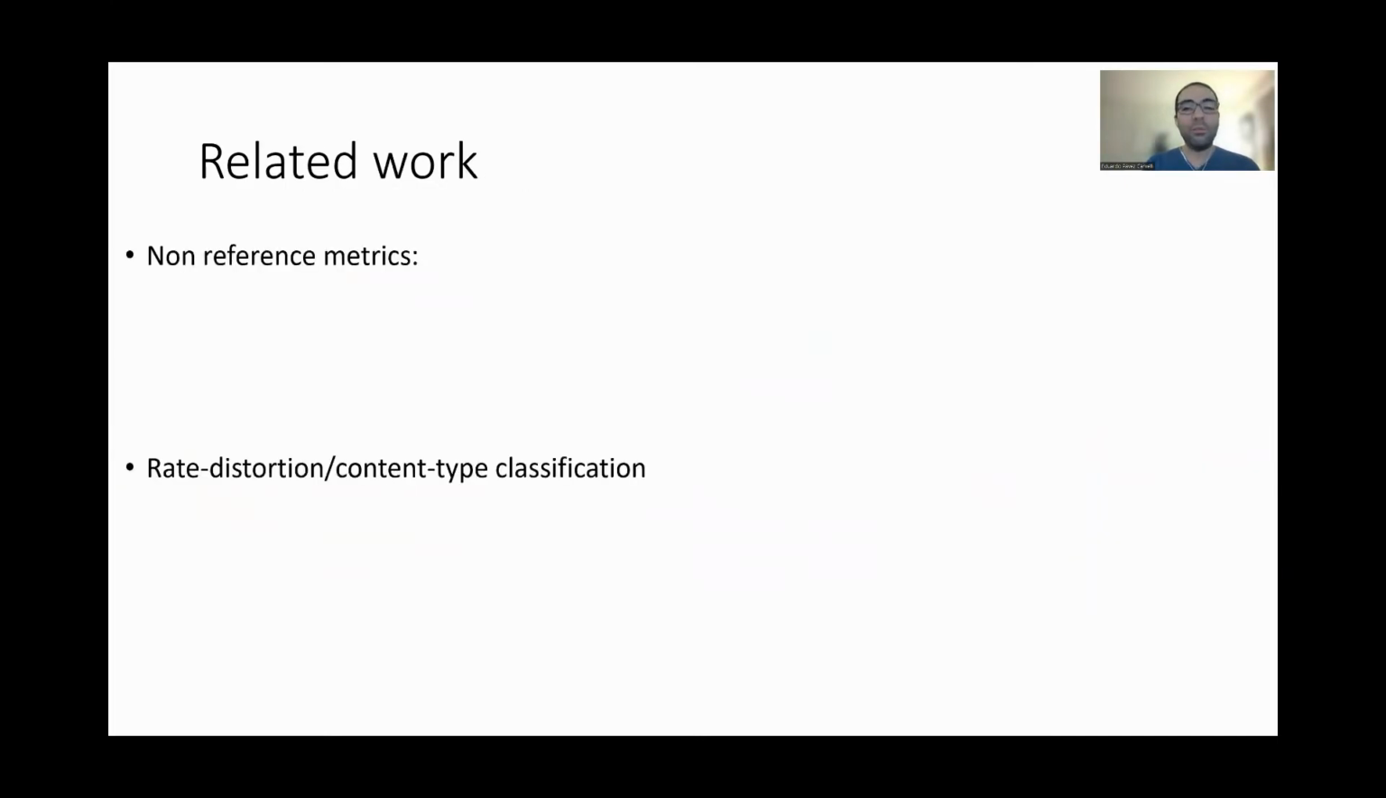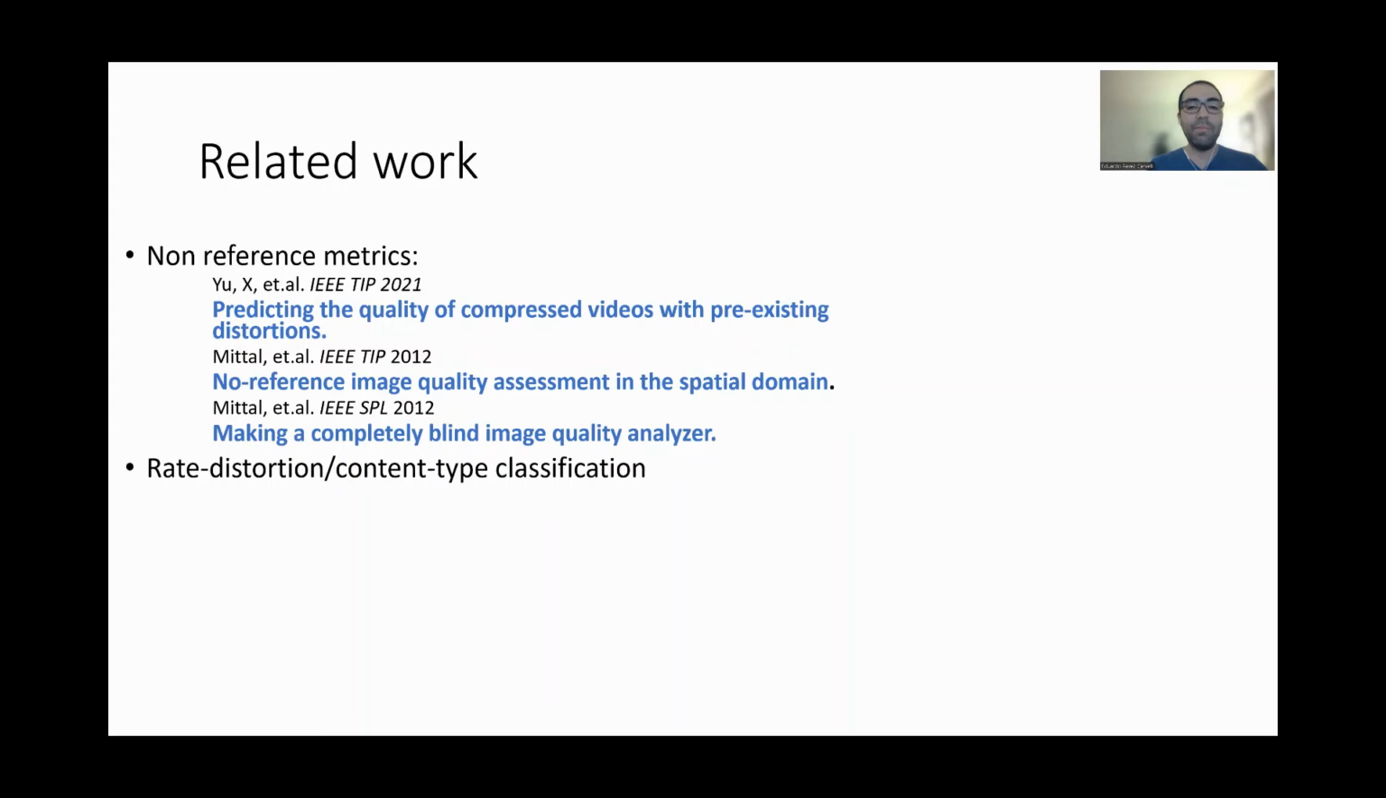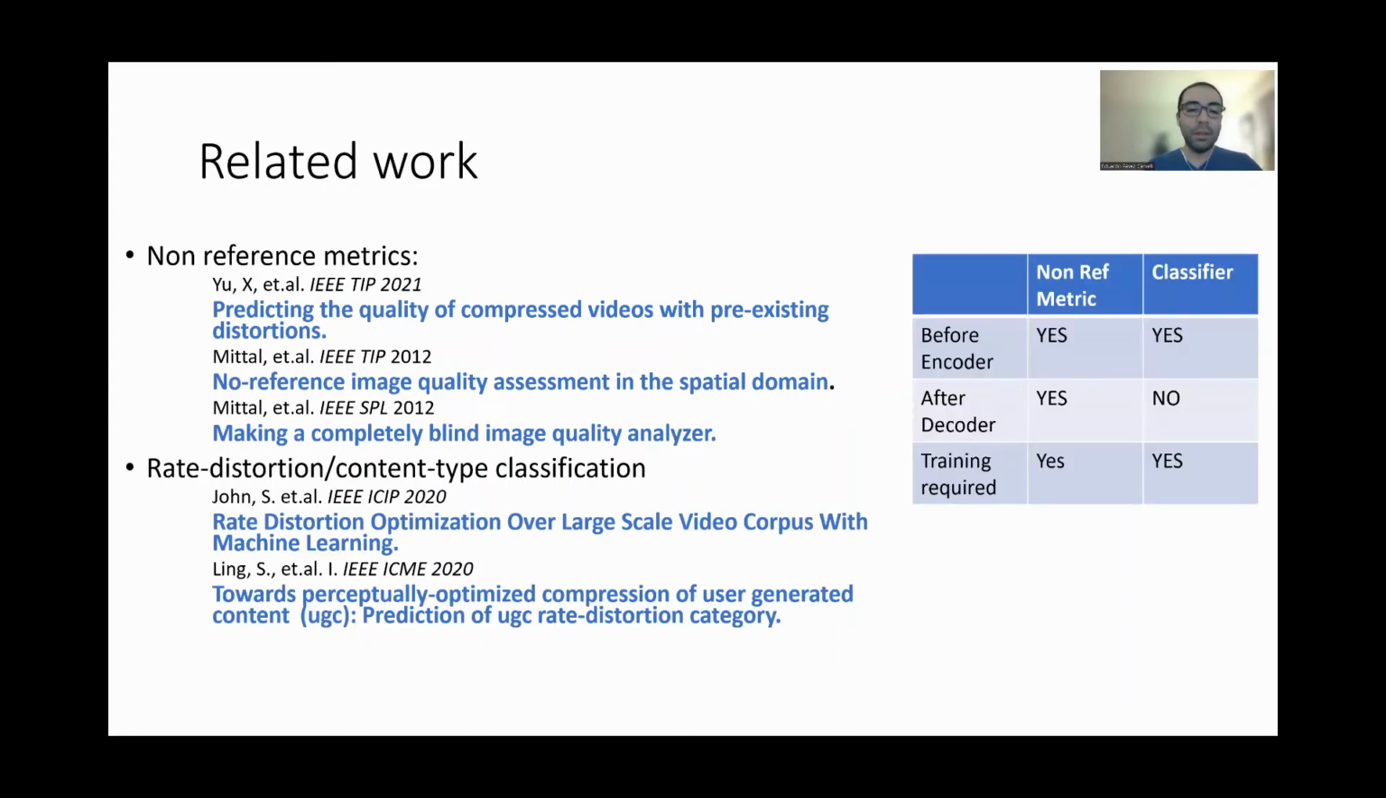In terms of related work, we consider two groups. One of them are non-reference metrics, and the other one are the classifiers of rate distortion and content type. What all these methods have in common is that they're either applied before the encoder or after the decoder. So they're out-of-the-loop methods, and they also require training.